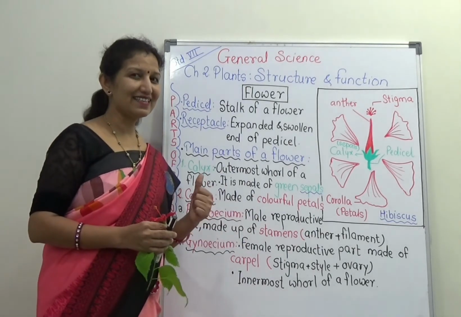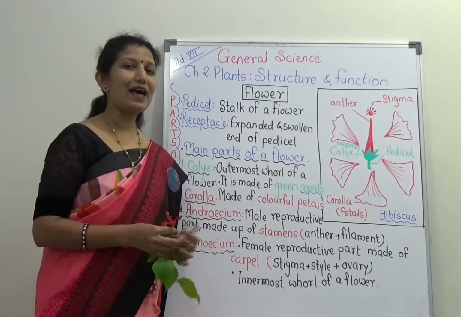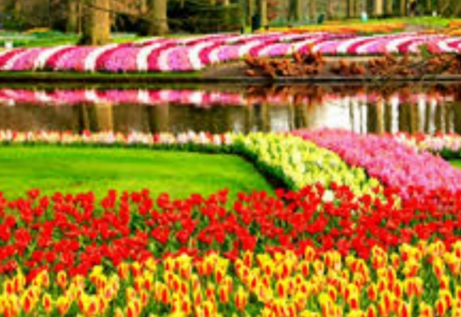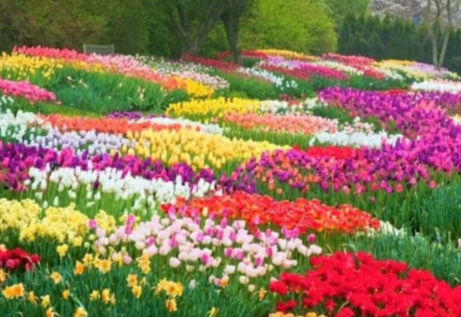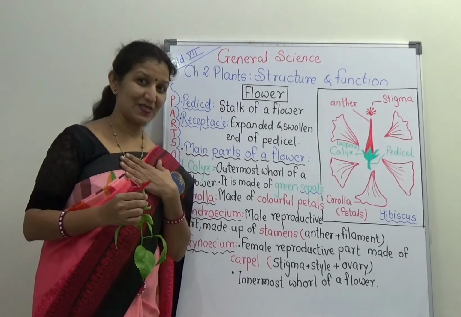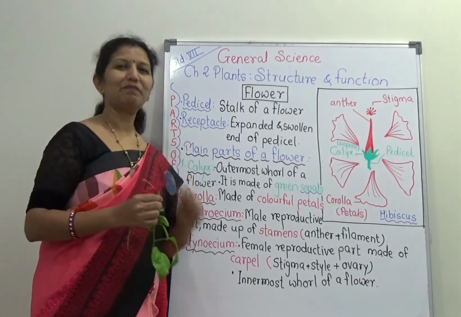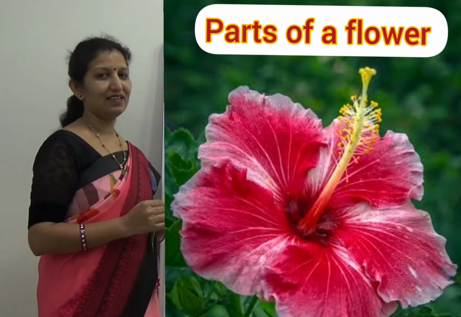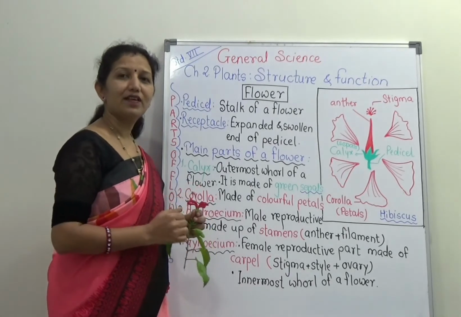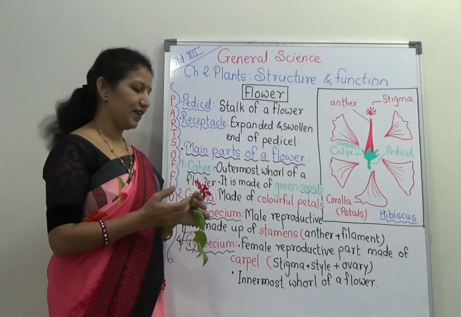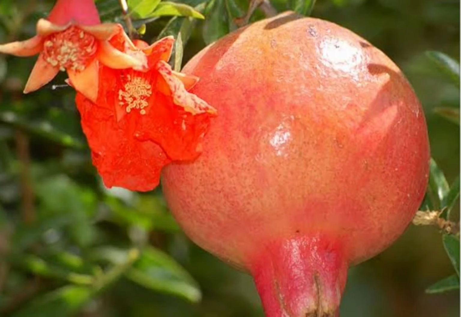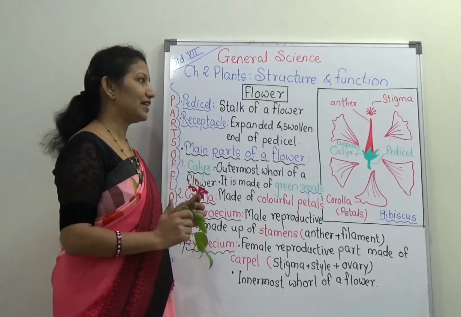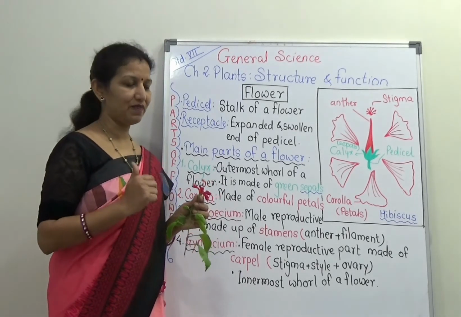Now, children, for your pleasant surprise, I am back with a flower. Flower is very attractive. It gives us pleasure, and that's why everyone likes it. I also like it, you also like it, I know it. So, come on, we will study the different parts of flower. We know flower is the reproductive part, and this flower turns into fruit after fertilization. But before that, we have to see the different parts of a flower.